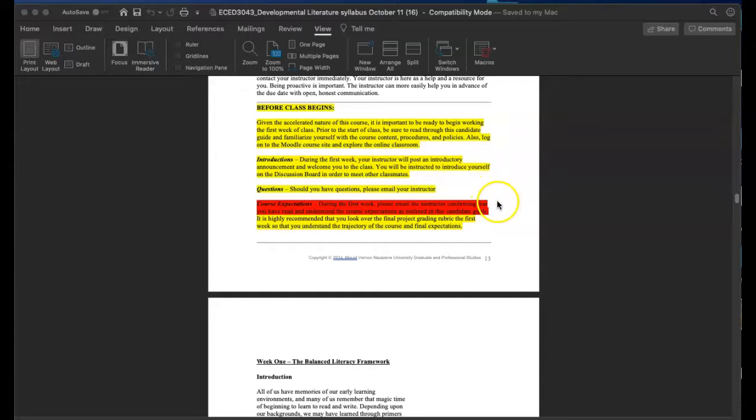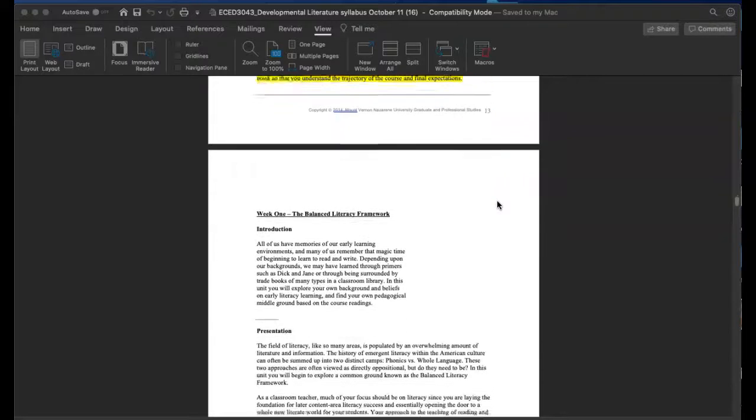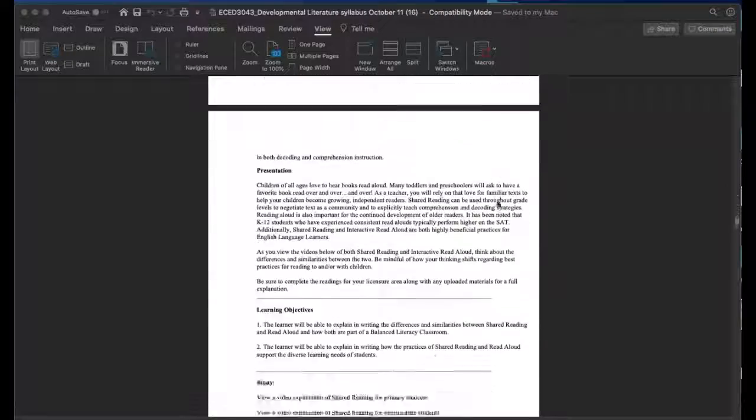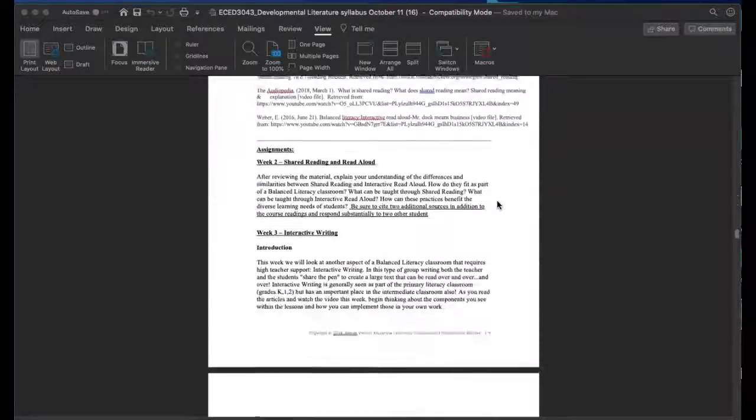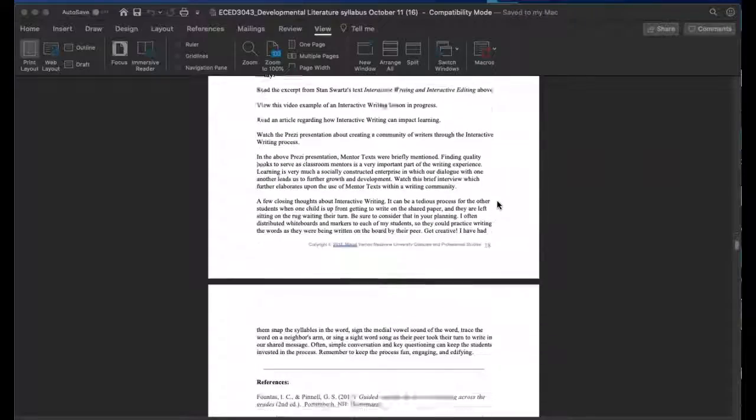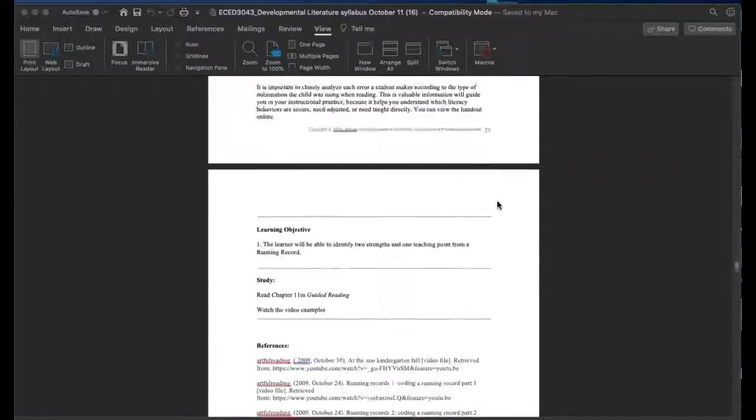During the first week, please email me confirming that you have read and understood the expectations as outlined in this candidate guide. It is highly recommended that you look over the final project grading rubric the first week so that you understand the trajectory of the course and final expectations. And it just breaks down week by week what your assignment is, the readings, etc.